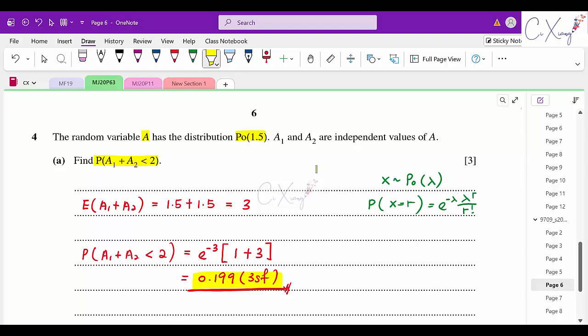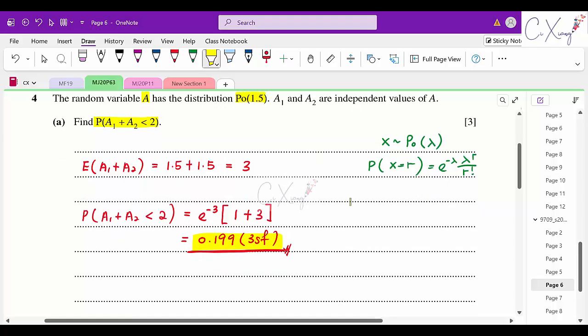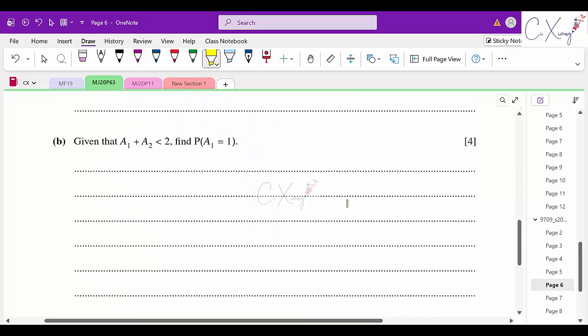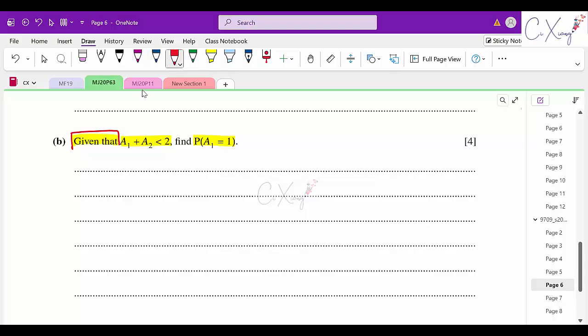Okay, this is what we have for part A. Then let's continue to part B. For part B, given that a1 plus a2 smaller than 2, find the probability of a1 equals to 1. I want you to highlight the keyword "given that". This is basically a keyword to tell you about the conditional probability, which means we are going to find the conditional probability in this case.